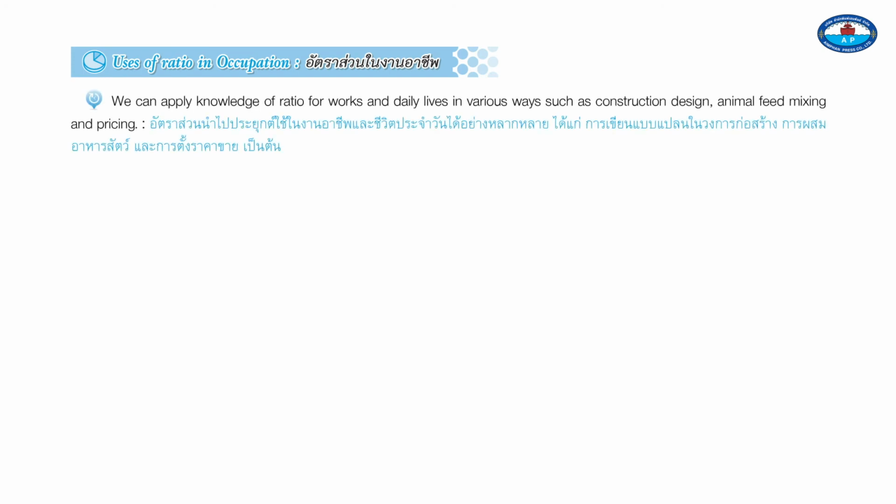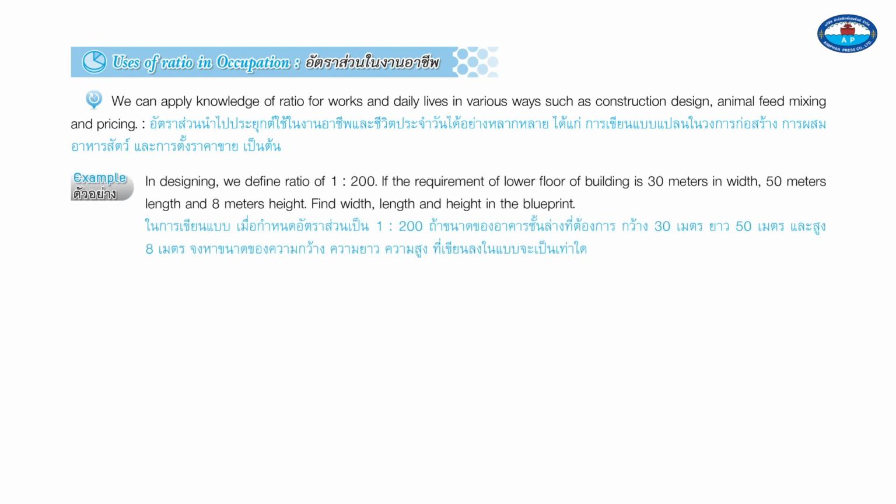Uses of ratio in occupation. We can apply knowledge of ratio to work and daily life in various ways, such as construction design, animal feed mixing, and pricing. Example: in designing, we defined a ratio of 1:200. If the requirement of the lower floor of a building is 30 meters in width, 50 meters in length, and 8 meters in height, find the width, length, and height in the blueprint.